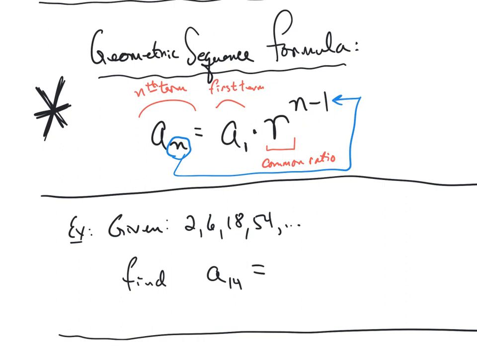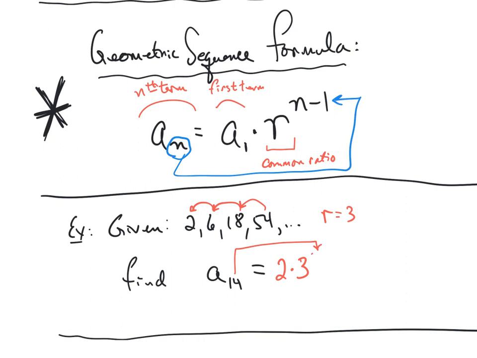Okay? And what that allows you guys to do then is, given a sequence like 2, 6, 18, 54, if we wanted to or needed to, we could jump to the 14th term. How? By taking the first term in the sequence, 2, and then multiply by the common ratio. How do we get the common ratio? Take any one of the terms and divide by the term that comes before it. So the common ratio here is 3, raised to a power that's 1 smaller than the term number.